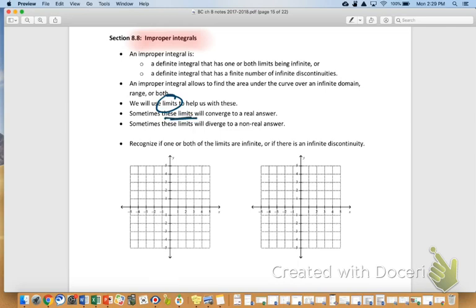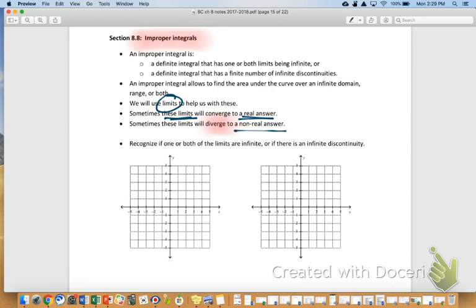Sometimes when we calculate these, we will get a nice, lovely real answer like 10 or negative 3 or 4 pi plus 7 over 13 or some actual real answer. Other times, you won't get a real answer. You'll get infinity or perhaps negative infinity. And we'll start to use this term right here, diverge. So we would say that the integral or the limit of the definite integral diverges to a non-real answer, probably going to be infinity or negative infinity.